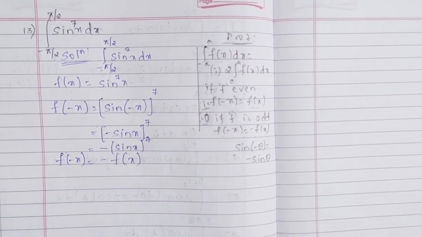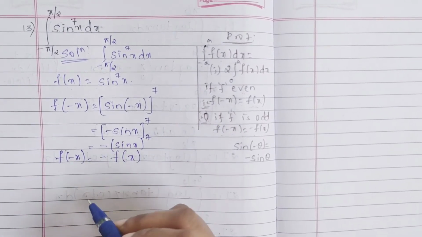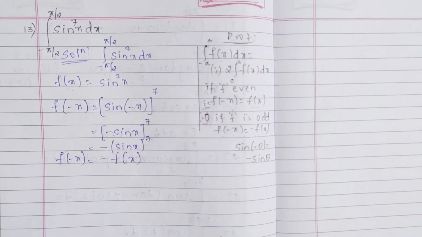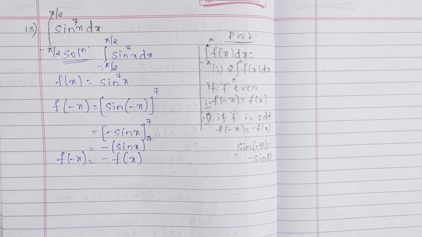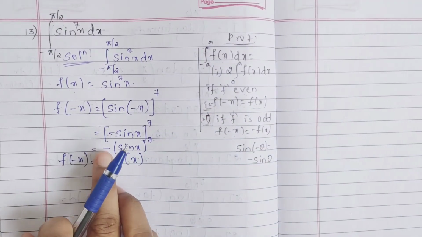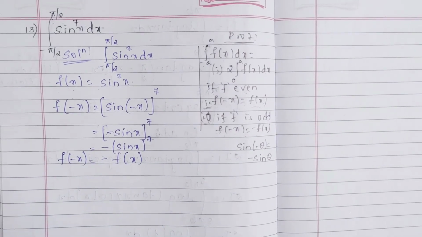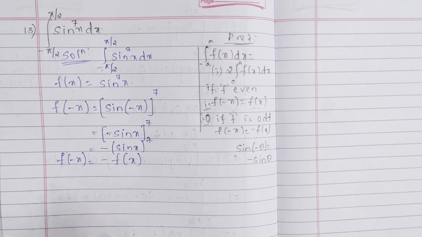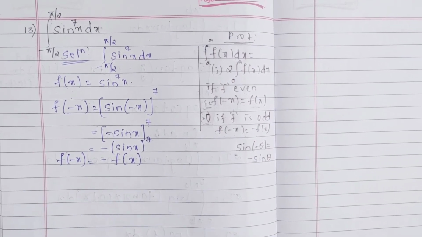If you had 6 here, you would have got positive, right? Minus raised to 6 is plus. Minus 1 raised to 6 times, if you do, you will get a positive. Minus sign 7 times, if you do, you will get negative itself. Even numbers you get positive, odd numbers you get negative only. So f of minus x, you are getting minus f of x.